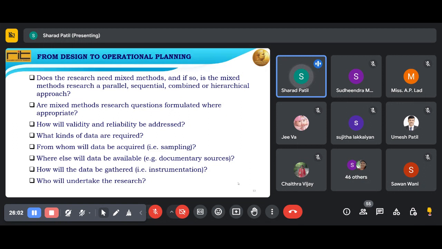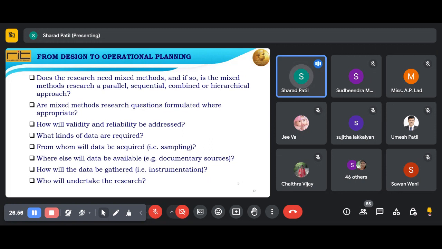Here also, these are some of the questions you require to take into account while going for operational planning. What is the method you are going to use? Does the research need a mixed method? As I mentioned, qualitative and quantitative methods are there, and mixed methods are also there. Is the mixed method research a parallel, sequential, combined or hierarchical approach? Again, in detail you have to decide that plan. Should I go for parallel analysis, sequential analysis, combined analysis, or a hierarchical approach? One by one, with higher orders, I can go ahead with the steps we have written.